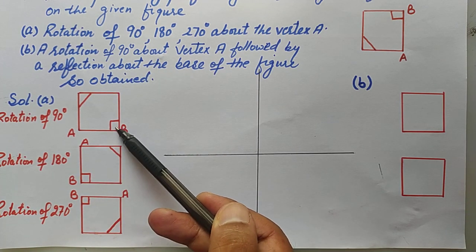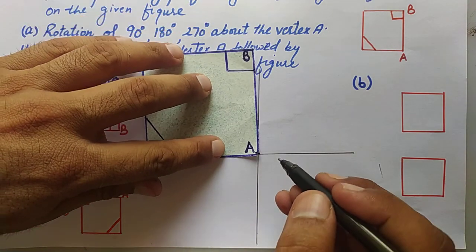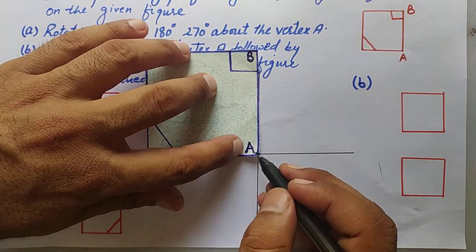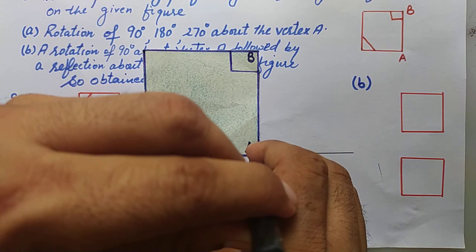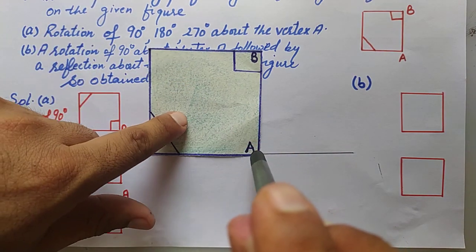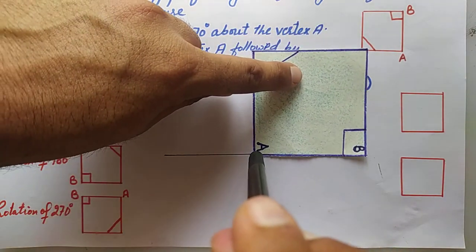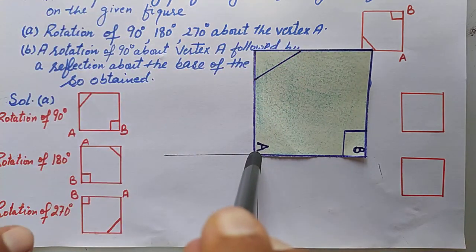Same figure we will get. So let's see again how it is. If I keep the figure here in this axis and keep the vertex A fixed, then I give it a 90 degree turn, a rotation of 90 degrees. So the figure will look like this.